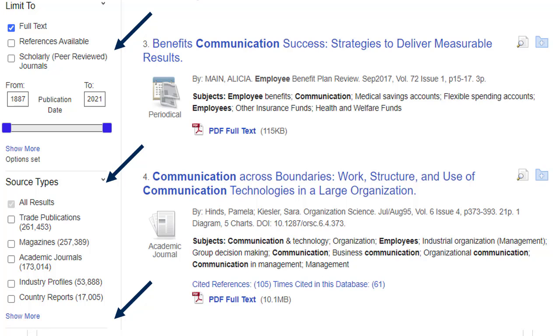Some databases will also provide options to limit your search results based on discipline-specific criteria, such as characteristics of the population studied, the type of methodology used, or the source of funding for the study. Be sure and explore the limiters available to you in each database you use in order to limit to your most relevant results.